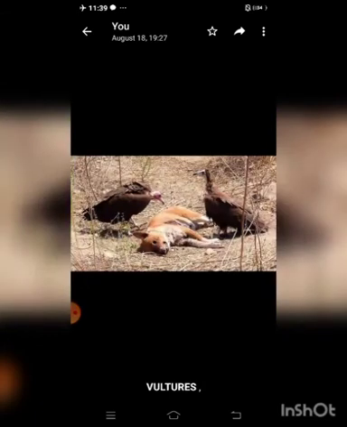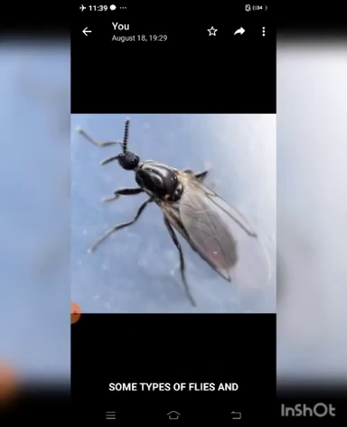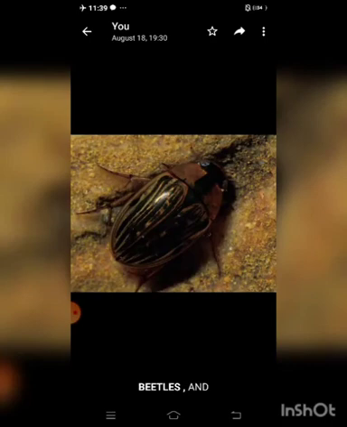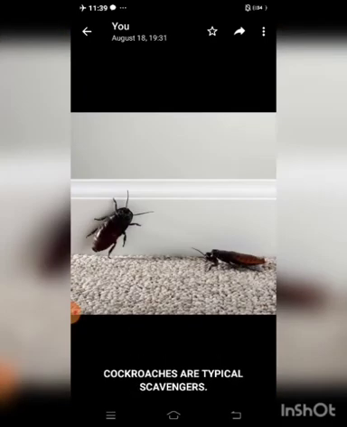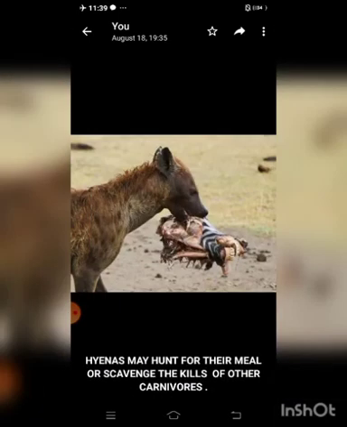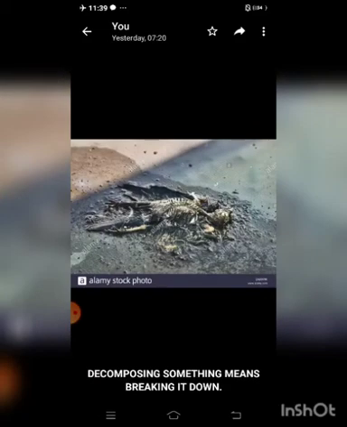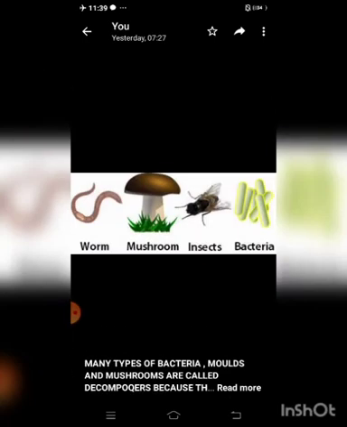Crows, vultures, and some types of flies and beetles and cockroaches are typical scavengers. Hyenas may hunt for their meal or scavenge the kills of other carnivores. Decomposing something means breaking it down.